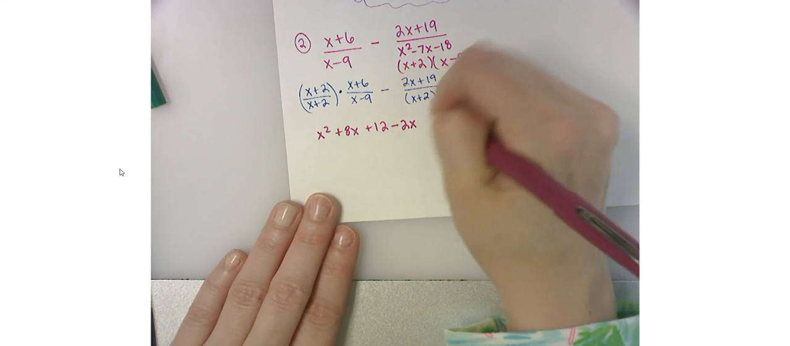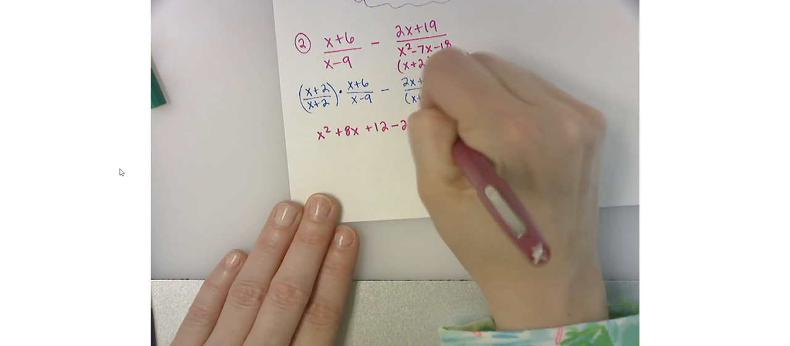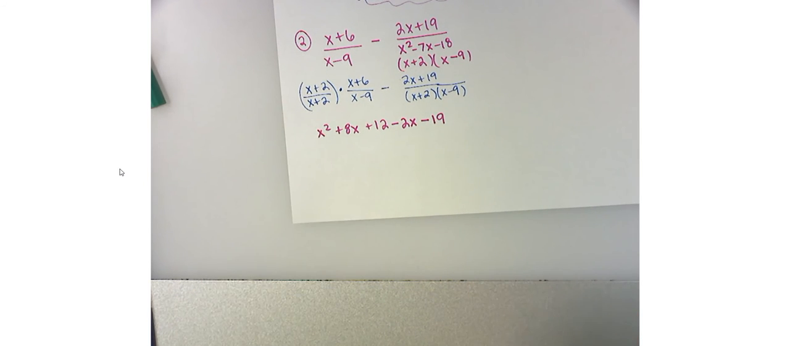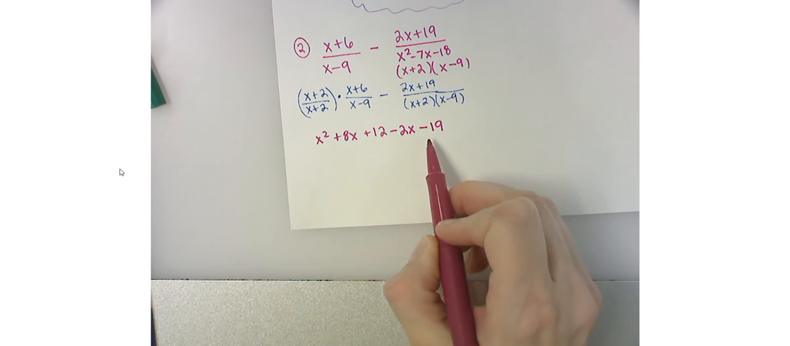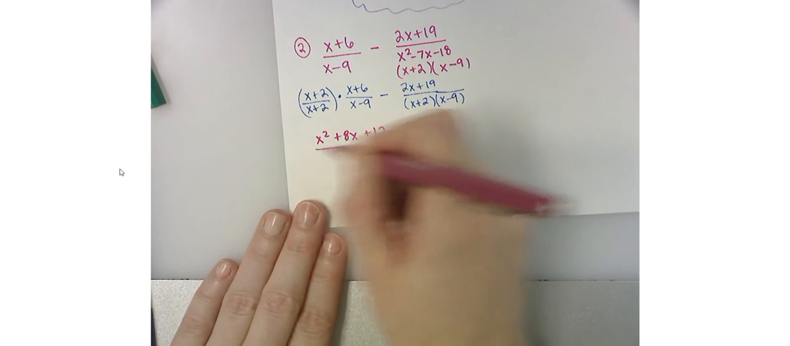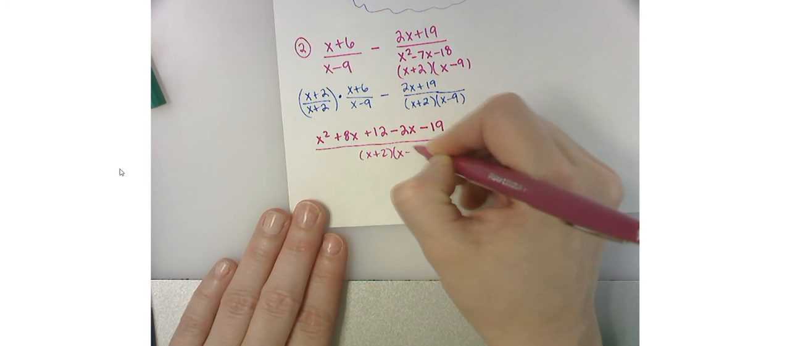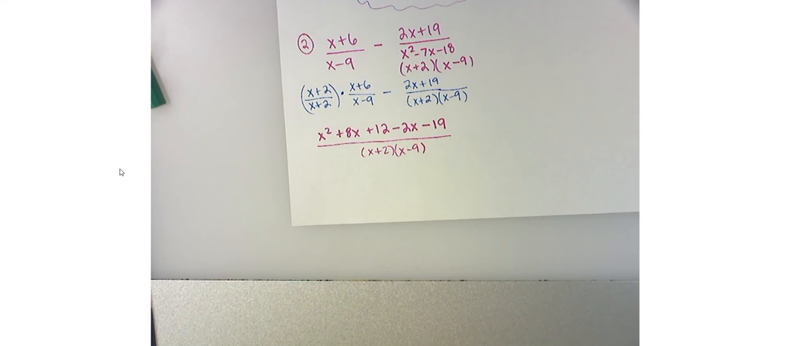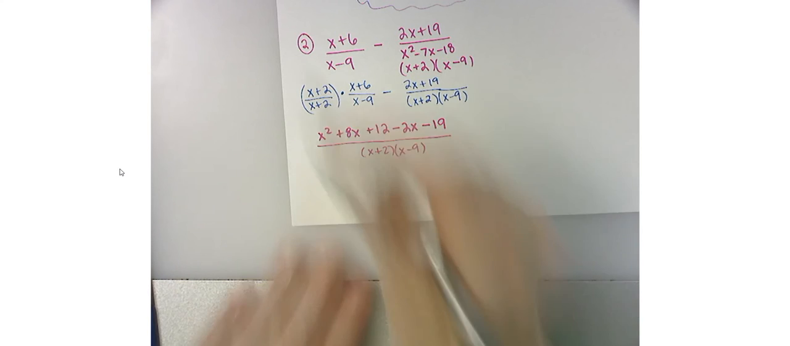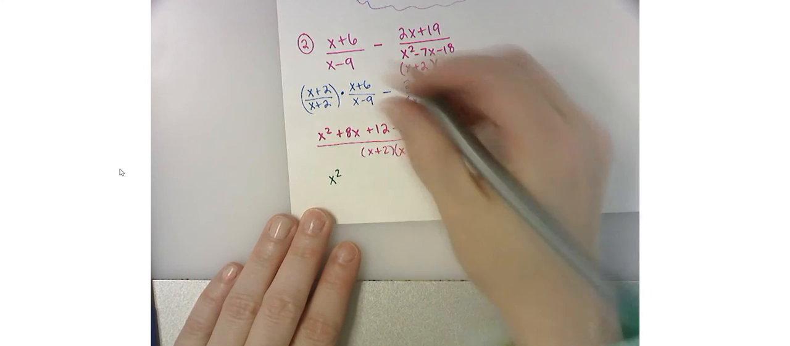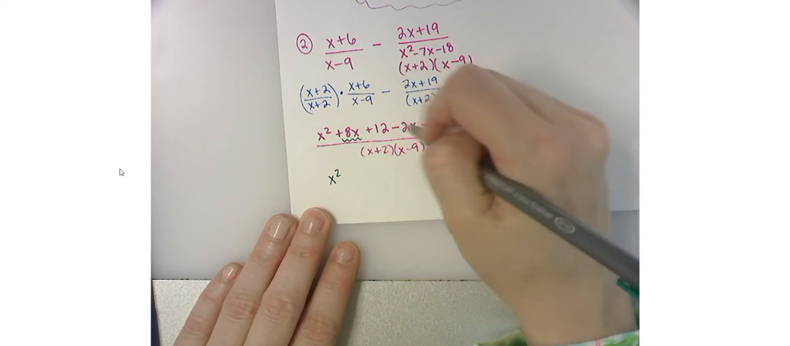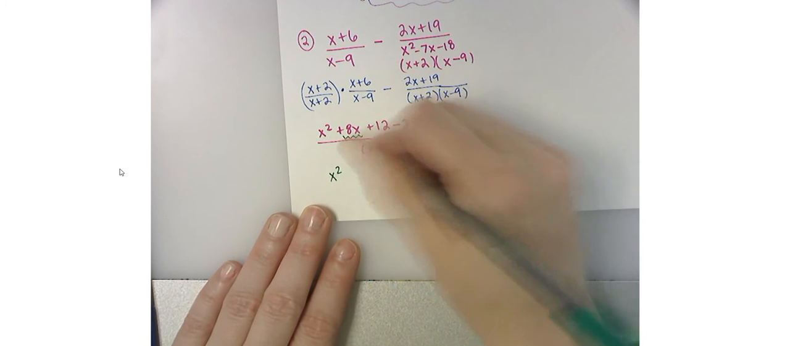And now that's all over (x + 2)(x - 9). And we're going to combine our like terms. Okay, so x squared is the only one of that type. 8x minus 2x is going to be 6x. And then 12 minus 19 is going to be negative 7.